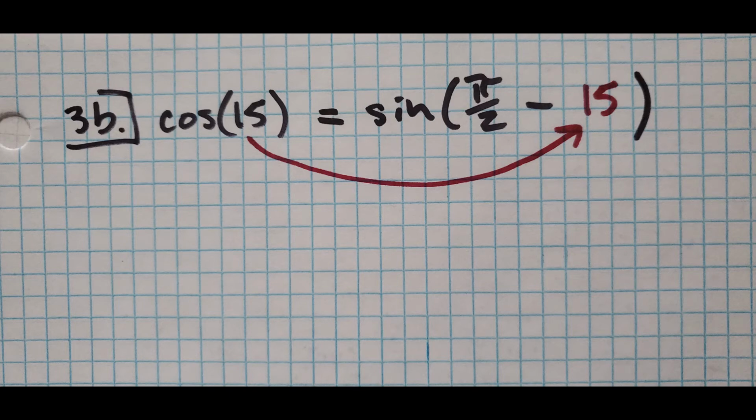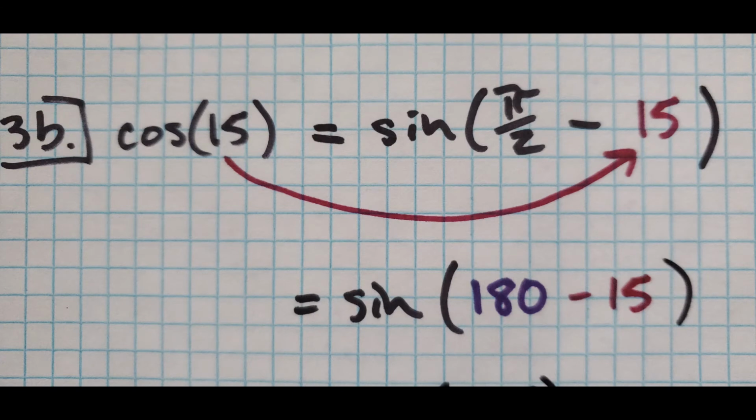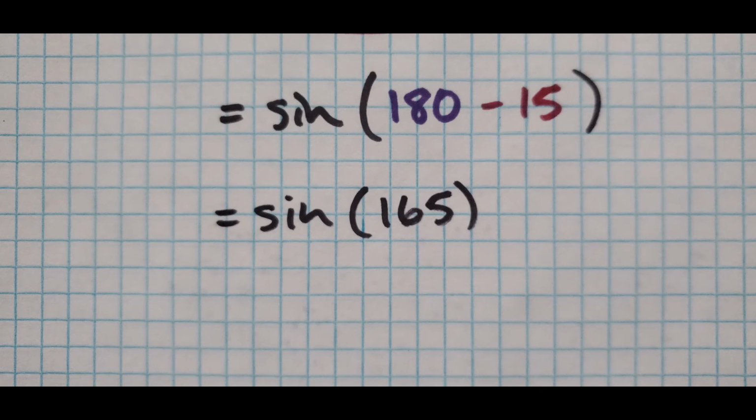And now, since it's pi over 2, we can't use pi over 2 because that's in radians. The 15 is in degrees. So we have to switch pi over 2 to what it actually is. And half a circle is 180 degrees. So we switch that pi over 2 for 180 degrees. We subtract them. You end up with sine of 165.